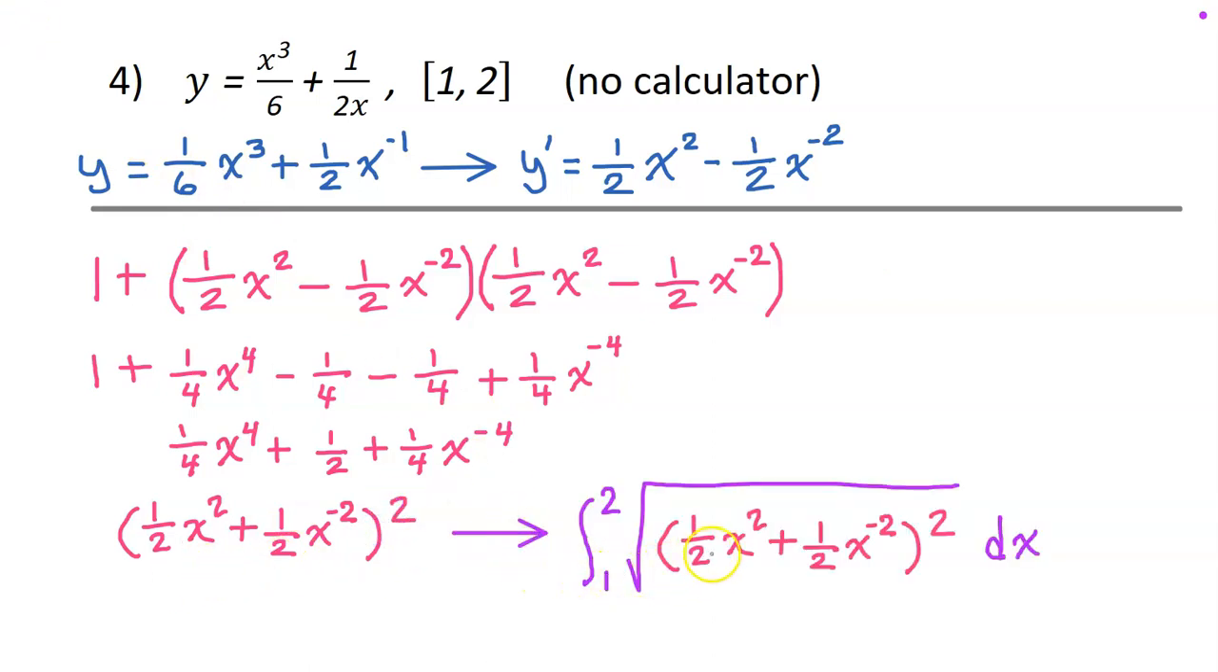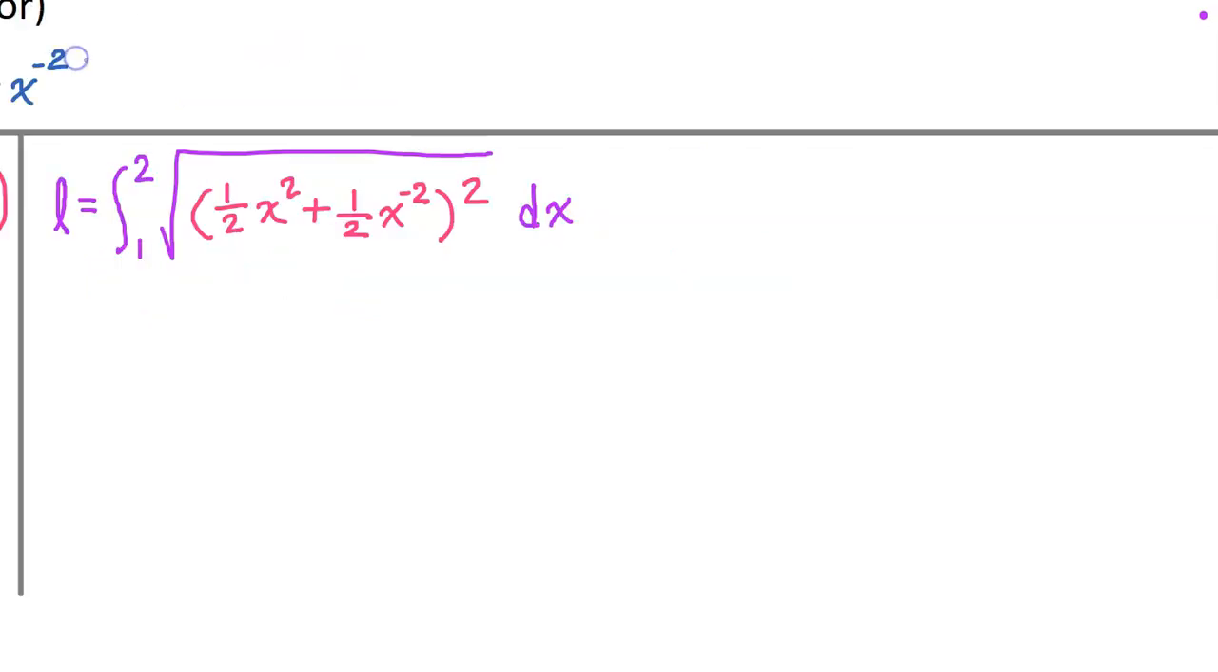Remember, all of this goes under the radical in the arc length formula. So this is an expression for the length of the curve from 1 to 2. The radical sort of unsquares this expression, so the radical and the exponent cancel each other out. So now we have this.